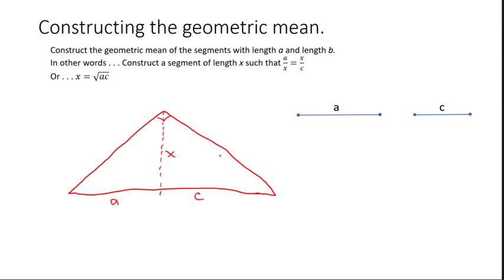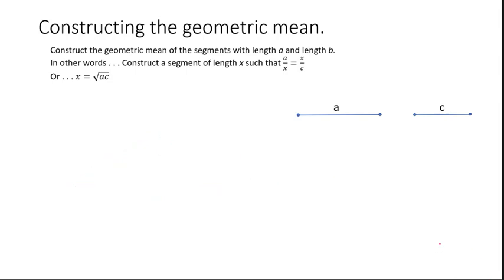And so that's what we're really trying to do, is reconstruct this triangle, because whatever this length is, that's going to be the geometric mean of these two segments. All right, so that's the big picture. What we're trying to do is create or reconstruct this triangle with this altitude.